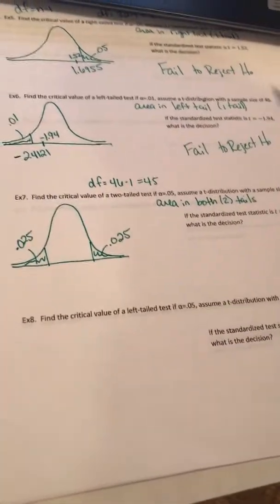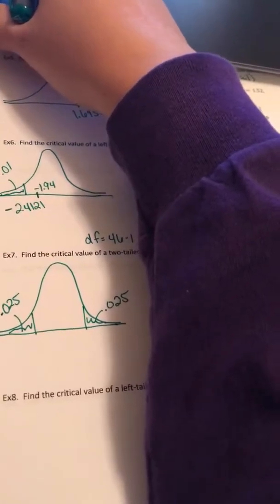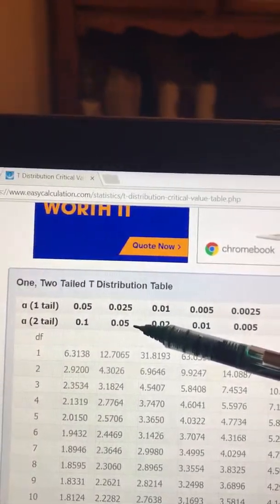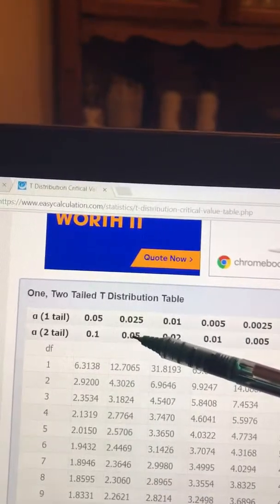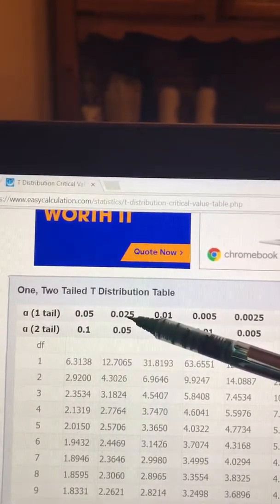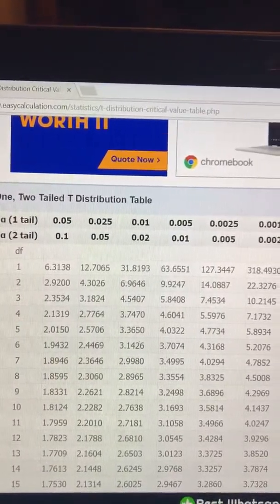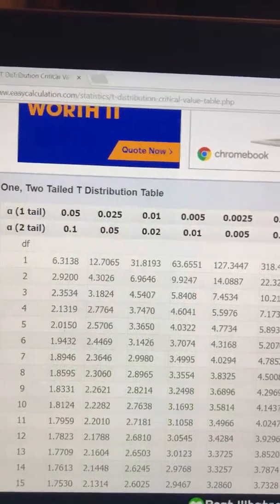Not that that matters too much, because on the chart, for the T-chart, if you look here, we have 2 tails for 0.05, or it says 1 tail for 0.025, which makes sense because alpha is 0.05 in both. That means it's 0.025 in each, so that's why that column's the same. And then for this problem, our degrees of freedom, I didn't write it down yet. Sample size is 20, so 20 minus 1 is 19.